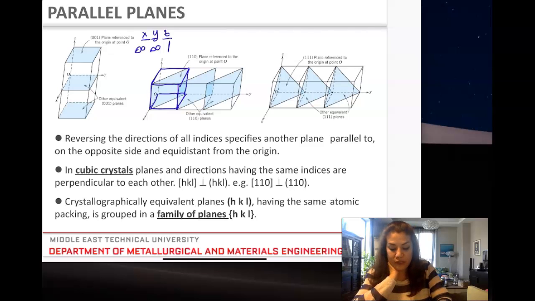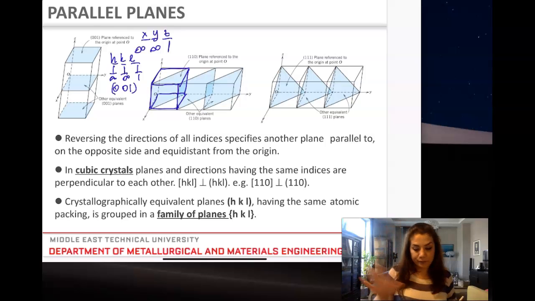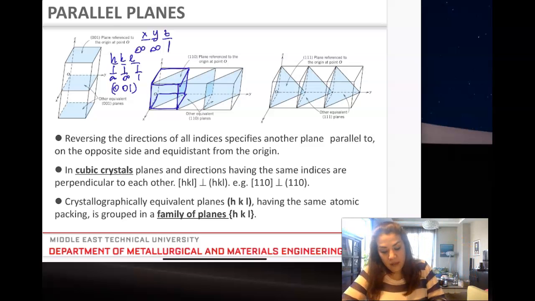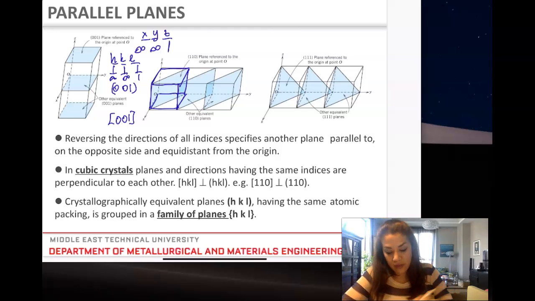Then what do we do to convert that into HKL? We take the reciprocal. 1 over infinity, 1 over infinity, and 1 over 1, and that gives me the 0, 0, 1 plane. Perfect. What if I took the same Miller indices and drew the vector of it? In the case of a vector coming from the origin, it doesn't have any component in X, it doesn't have any component in Y, it only has a unit length in Z from the origin. That's my vector. So this is my vector, right?